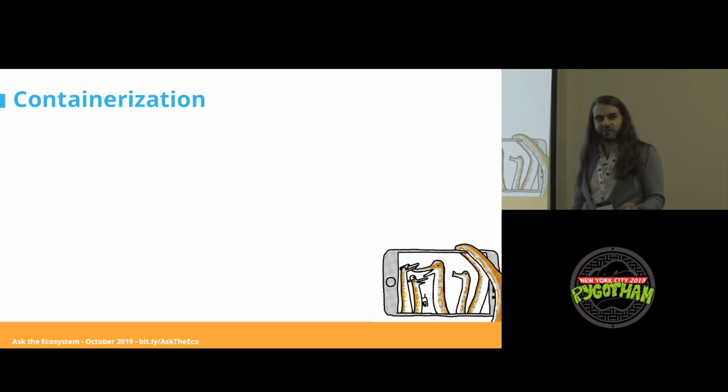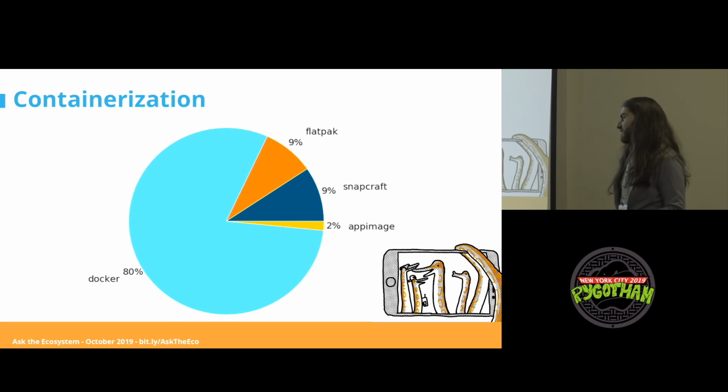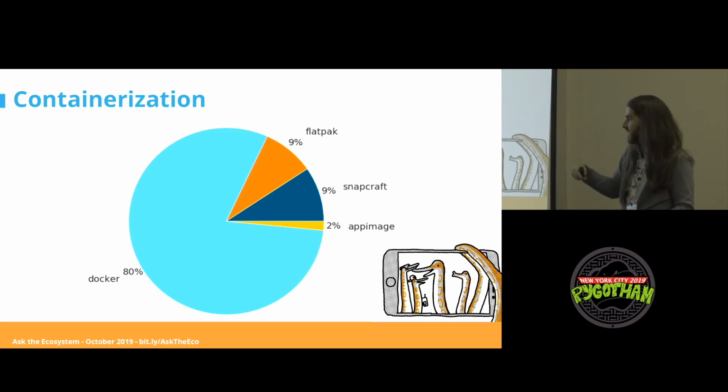OK, so like I keep hinting at, the containerization was my bane. This is supposed to be an image, right? Application images. And this is the way it breaks down. So about 80% of the applications that use containerization use Docker, with Flatpak and Snapcraft splitting up the rest. AppImage has a special place in my heart. It's a beautiful, simple technology. But Flatpak and Snapcraft have the backing of Red Hat and Canonical, respectively. So we'll see how that manifests in a moment here.